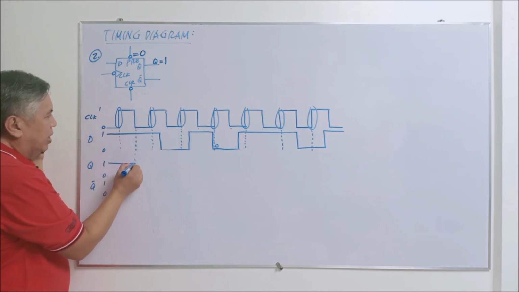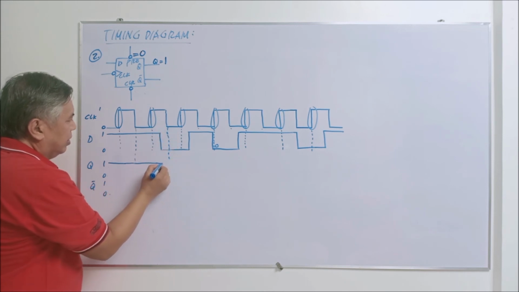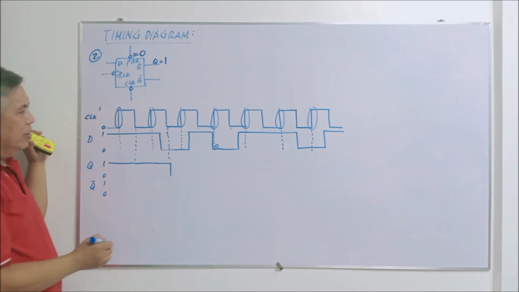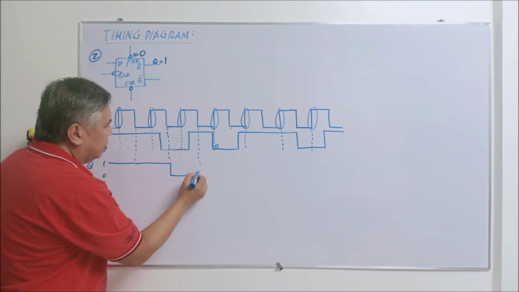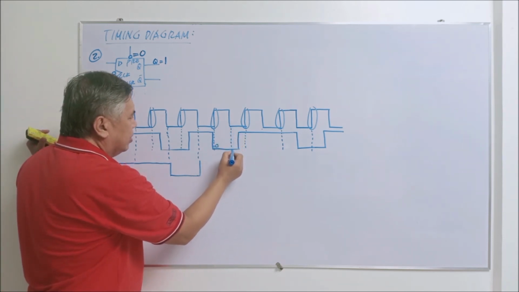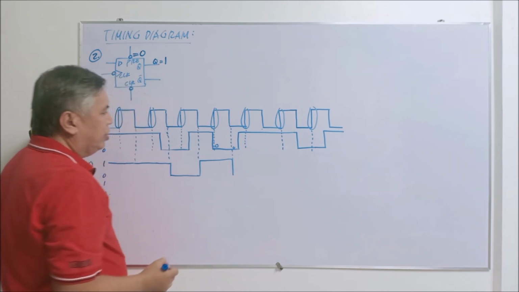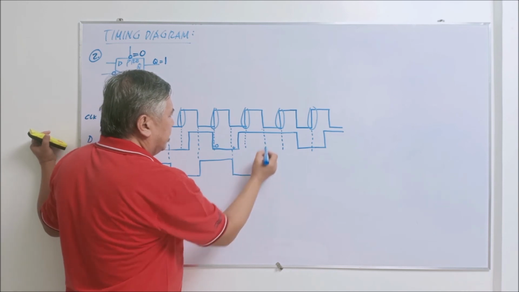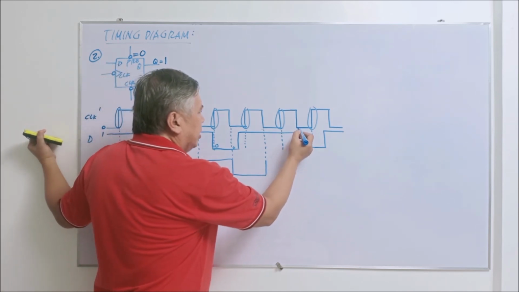So, it remains 1. Then, find again another negative edge. This one. Negative edge, D is equal to 0. So, it goes down to 0. Then, negative edge here. D is equal to 1. So, it will go up. And then, negative triggering here. D is 0. So, here, it goes down to 0. Then, negative triggering here. Okay. Then, your D is equal to 1. So, it goes up.